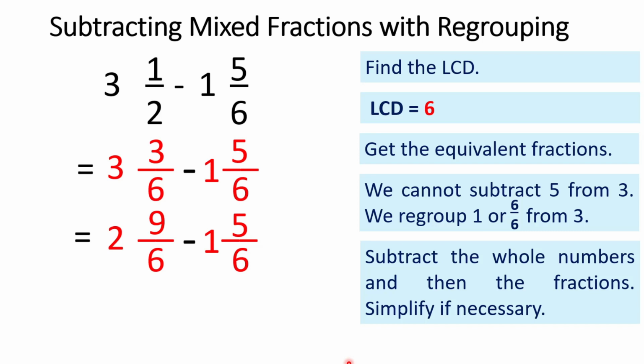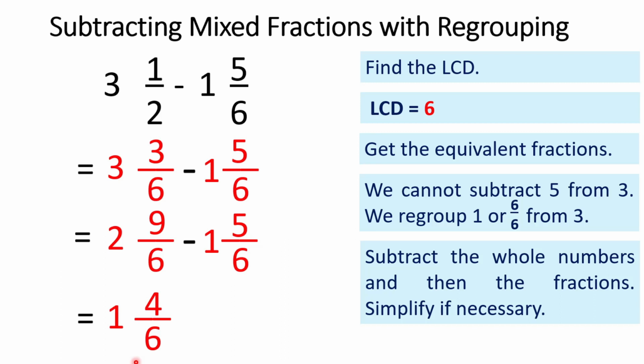Now, subtract the whole numbers and then the fraction. Simplify if necessary. 2 minus 1, we have 1. Then 9 over 6 minus 5 over 6, we have 4 over 6. Is the 1 and 4 over 6 reducible to lowest term? Yes, still reducible to lowest term.